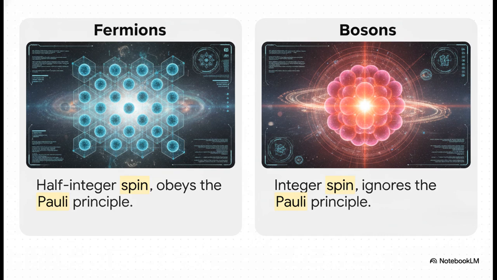The universe is divided into 2 fundamental camps based on a property called quantum spin. On the left, we have fermions. These guys have half-integer spin and obey something called the Pauli exclusion principle. Basically, fermions are your solitary particles. No two can occupy the exact same quantum state. They take up space, which is exactly why they make up the solid physical matter in your body.